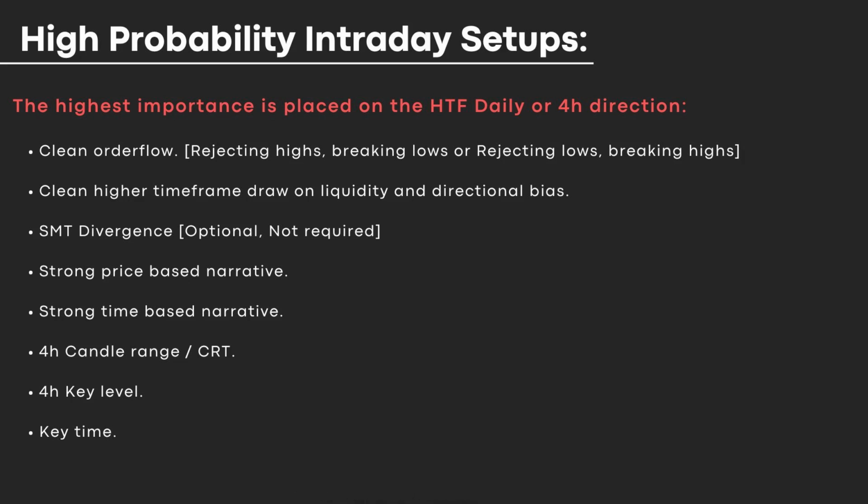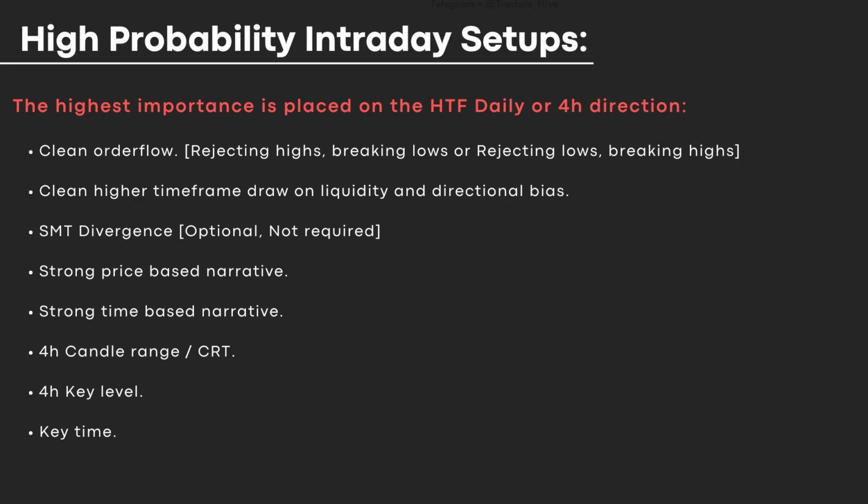Now, here are the key components of high probability setups. Number one, clean order flow. Look for clean order flow where price is clearly rejecting highs and breaking lows, or rejecting lows and breaking highs. This structure confirms the market directional bias, right, and reduces ambiguity in your decision making. Number two, clean higher time frame drawn liquidity. And I don't have to talk about this anymore. You could probably guess why.